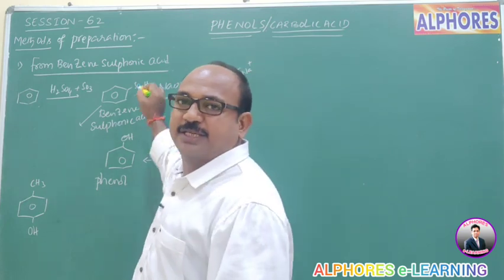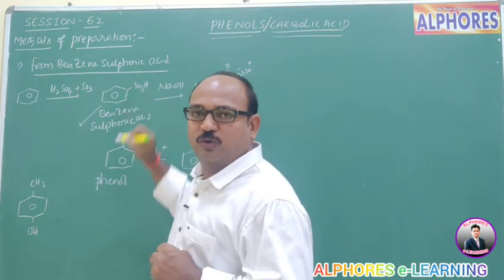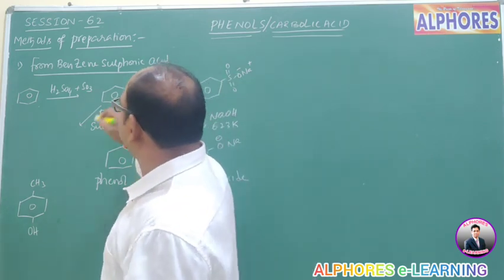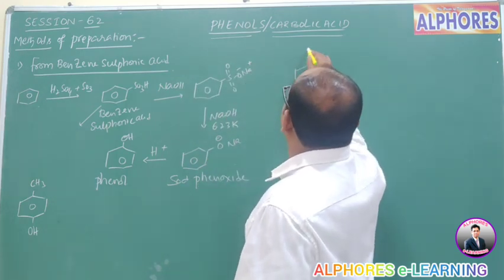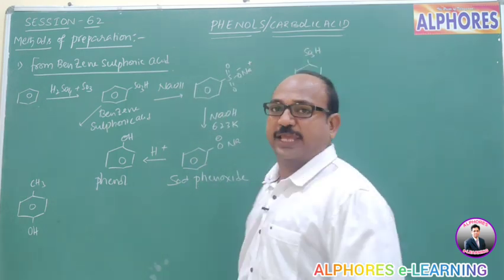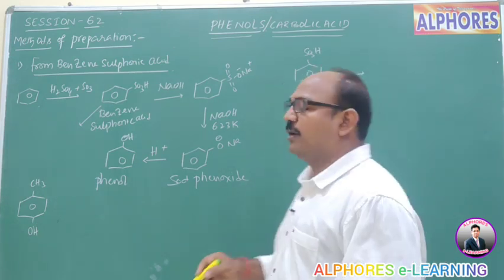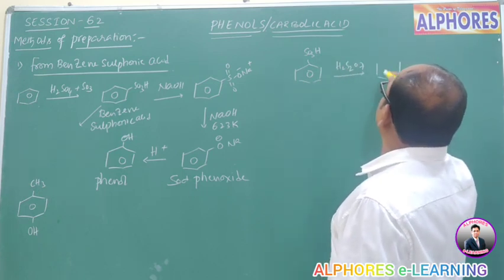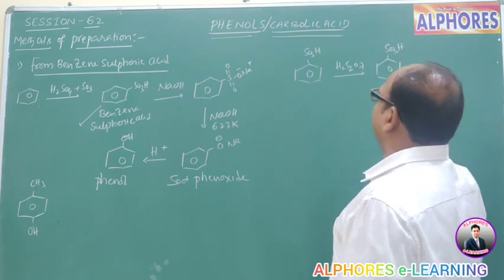Since SO3H is an electron withdrawing group, it is a meta-directing group. In such a case, what happened? I am going to start with the sulfonic acid, benzene sulfonic acid. This one upon reaction with fuming sulfuric acid, H2S2O7, gives the product with SO3H and SO3H here.